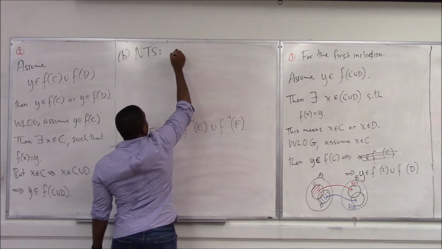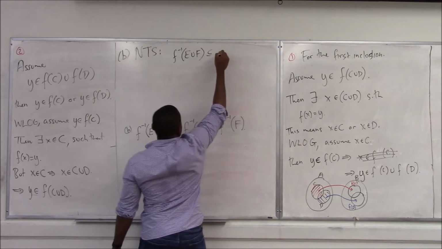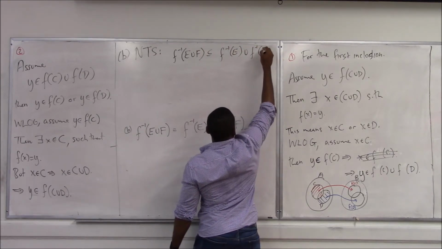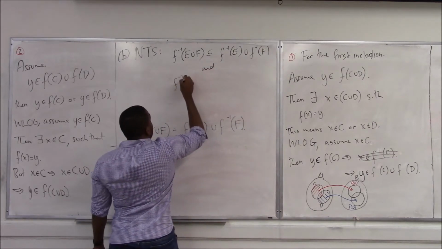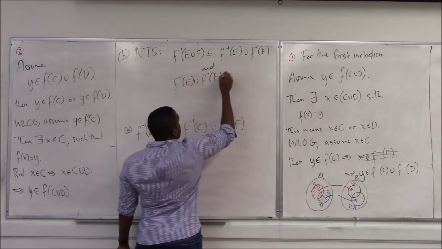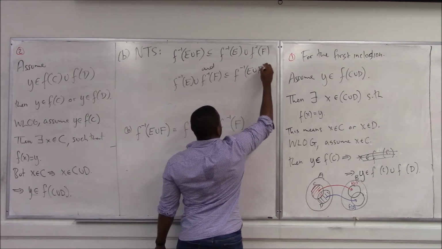So here we need to show that the inverse of a union is a subset of the union of the inverses, and the union of inverse images is a subset of the inverse of the union.